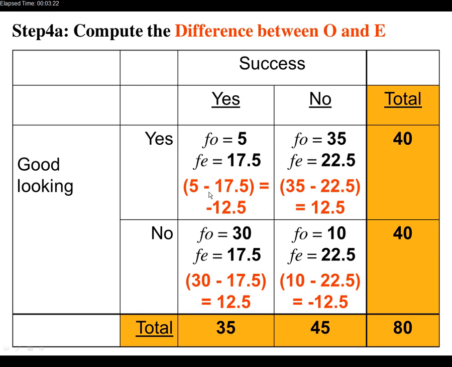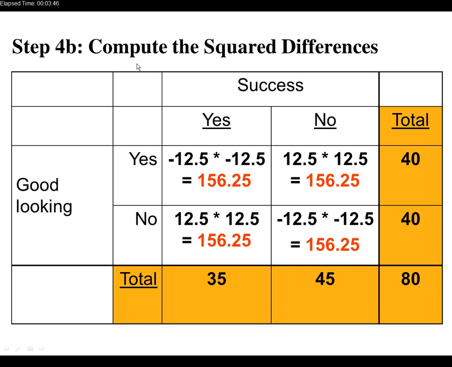5 minus 17.5 equals negative 12.5. Here it's 35 minus 22.5 equals 12.5, and 12.5 and negative 12.5. That's the difference between the observed and the expected. Got it? The next step, 4b, is compute the squared differences. So we square them. 12.5 times negative 12.5 equals 156.25, and we do that for each cell.